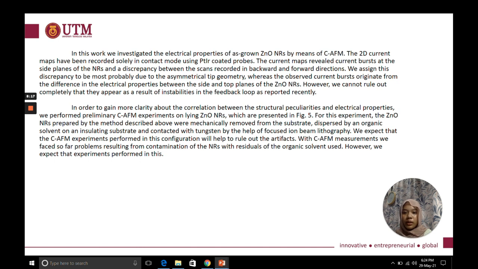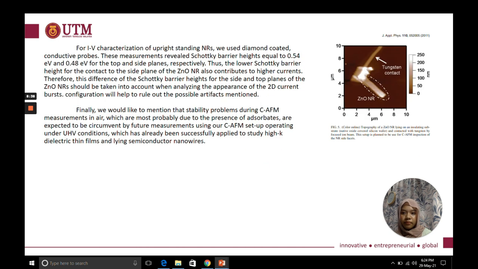So in order to gain more clarity about the correlation between the structural peculiarities and electrical properties, we performed preliminary CAFM experiments on lying zinc oxide nanorods, which are presented in figure 5. So this is the figure for the topography of zinc oxide nanorods.